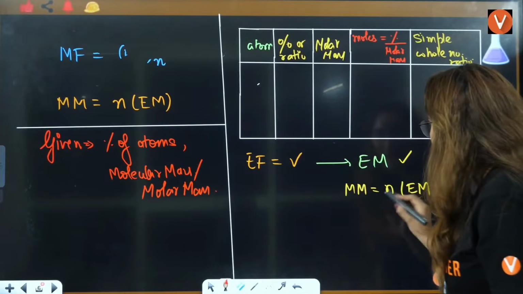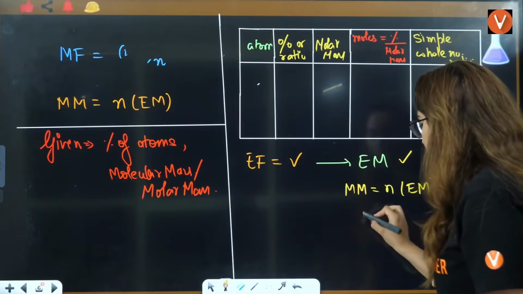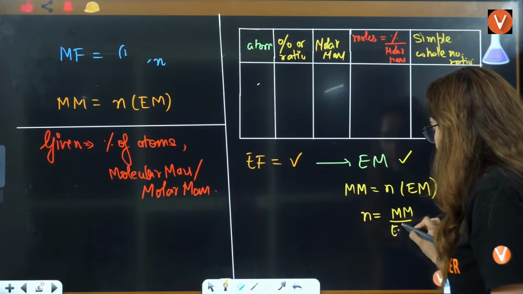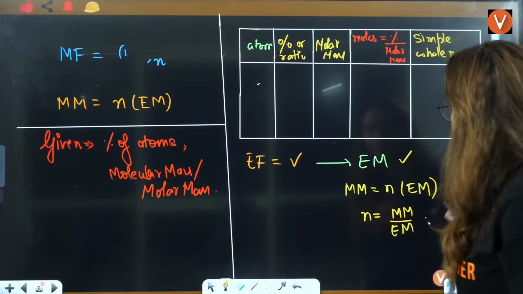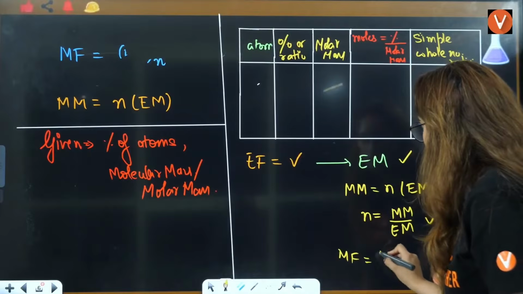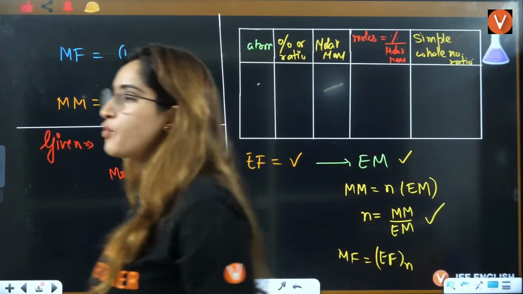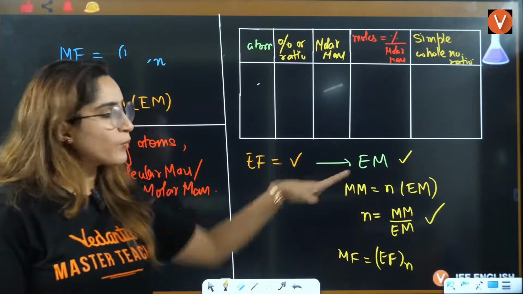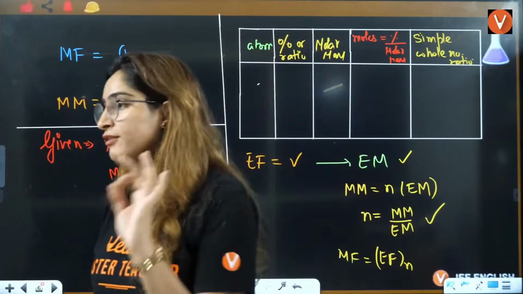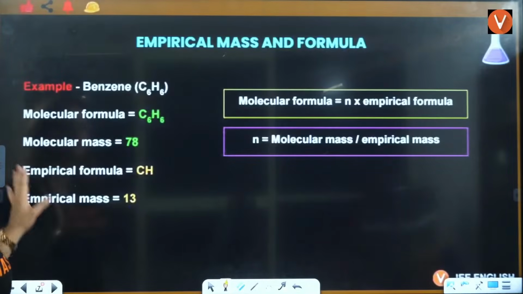So now you will have to calculate the value of N here, that is nothing but molar mass by empirical mass. Then put the value of N here, that is molecular formula is equals to empirical formula into N. This is going to be the sequence how we are going to solve every single question of empirical formula. Now let's take an example and solve one of the questions, right?